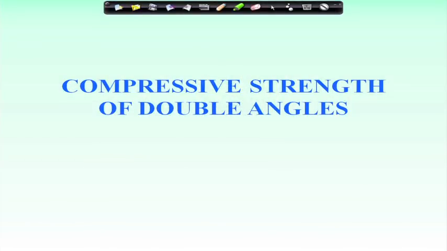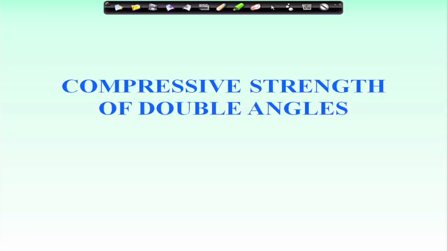Again, a double angle section may be placed back to back with the gusset plate, that means the gusset plate in between and two angle sections on its two sides, or both angle sections can be provided on the same side of the gusset plate. So, this is how one can place the angle sections to make a double angle section.